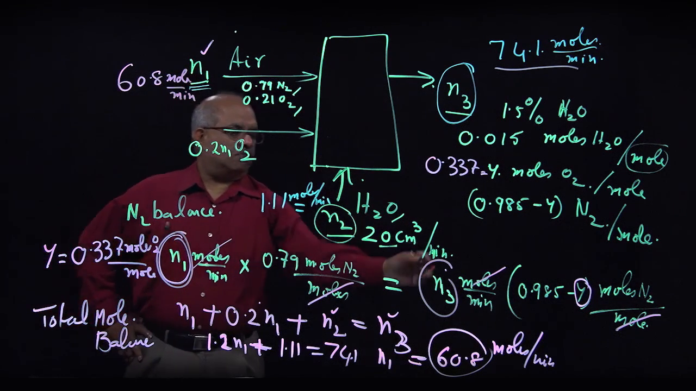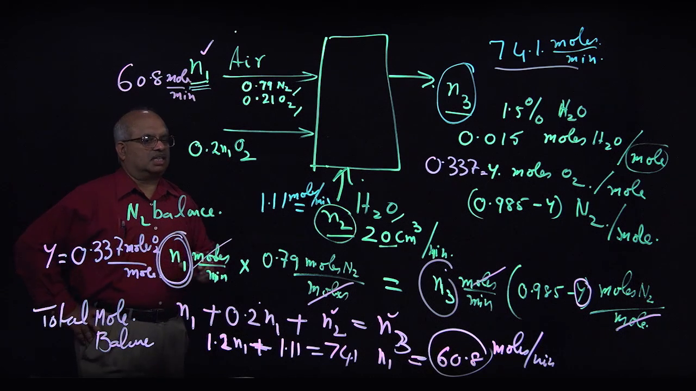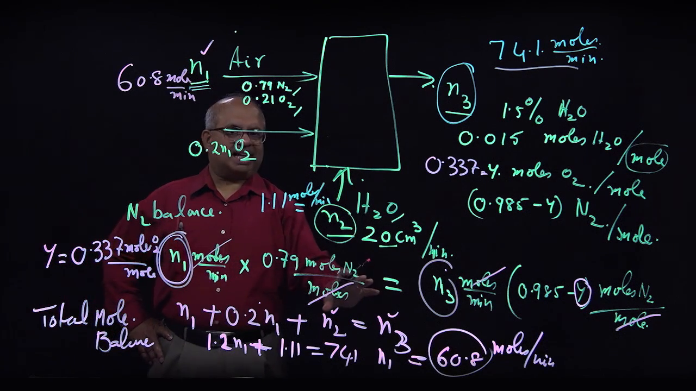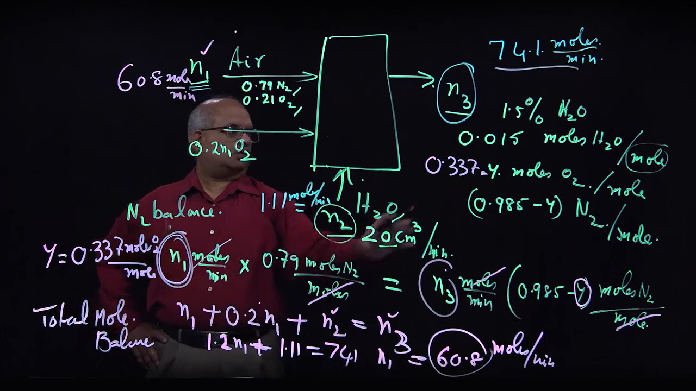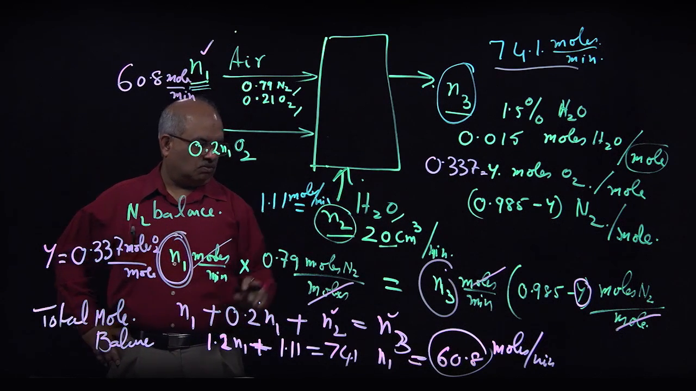So this is material balance around this. And since there are no reactions taking place, by just doing species balance, we can get the flow rates.